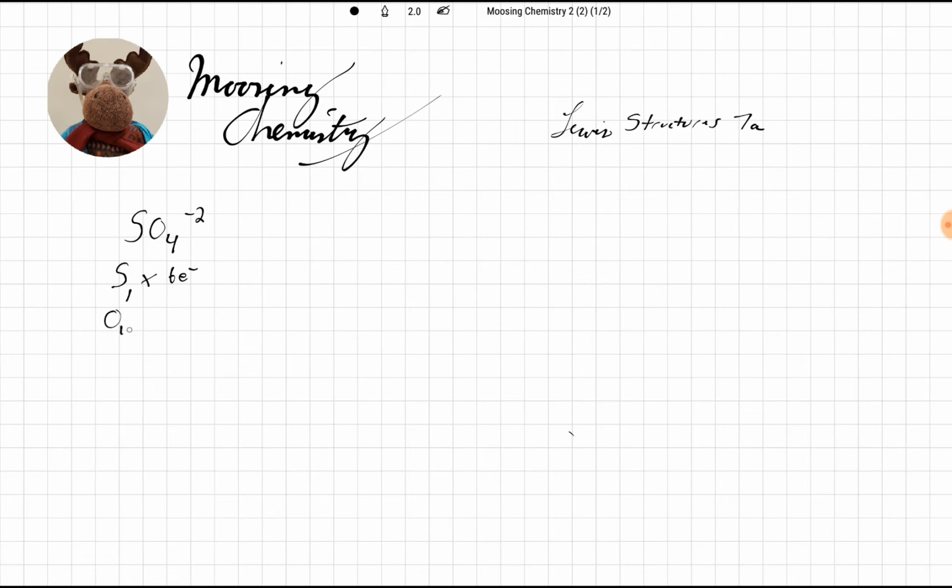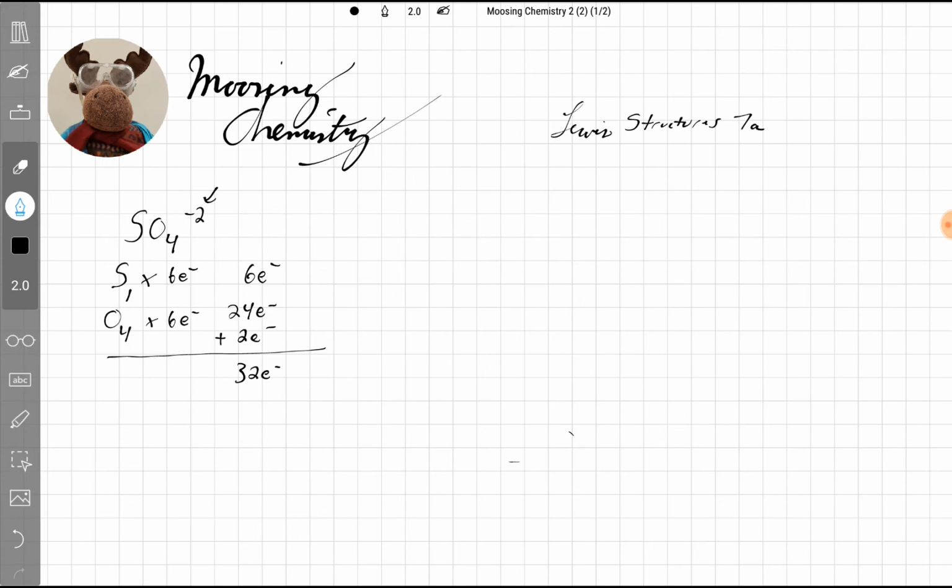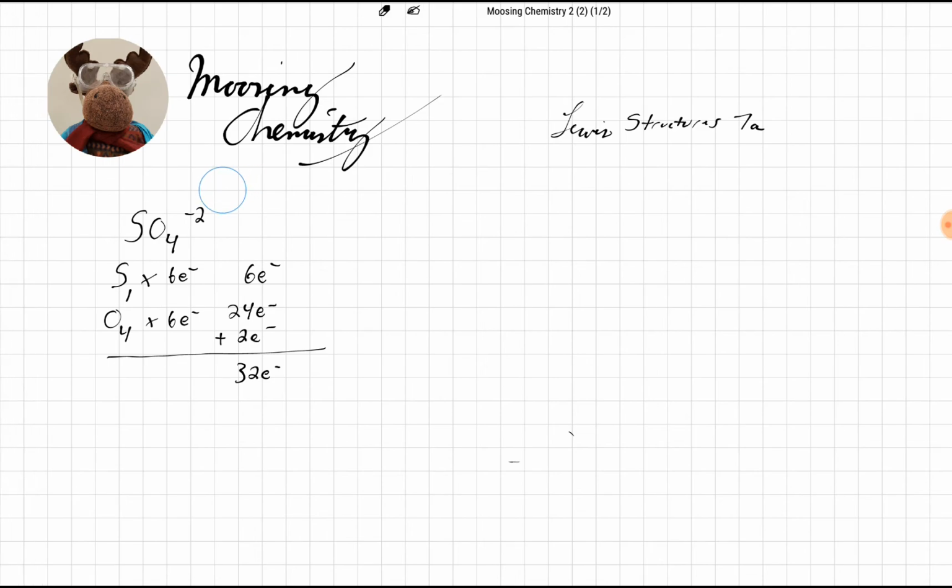Oxygen is also in group 16, but there are 4 of them, so it's 4 times 6 electrons. So this is going to give me 6 electrons plus 24 electrons. But look, we have a minus 2 charge. Because of that, we have to add 2 more electrons. So that'll give me a total of 32 electrons. Okay, so let's look here.